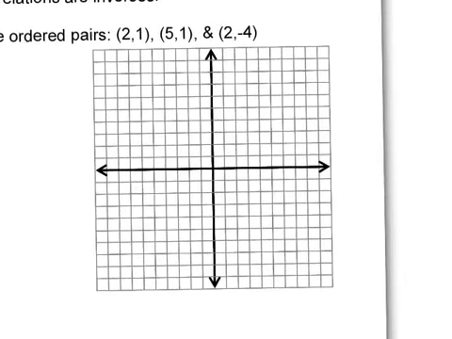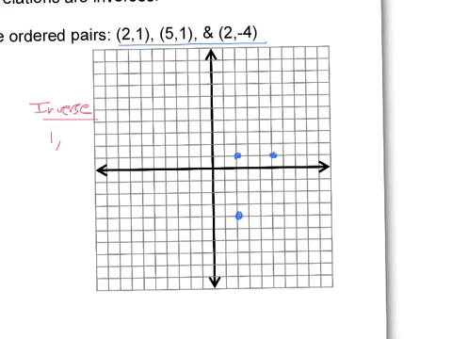We're going to just plot all these points. Let's do these ones in blue. So we're going to go to 2, 1. There's a point. 5, 1. There's a point. 2, negative 4. There's a point. Okay.